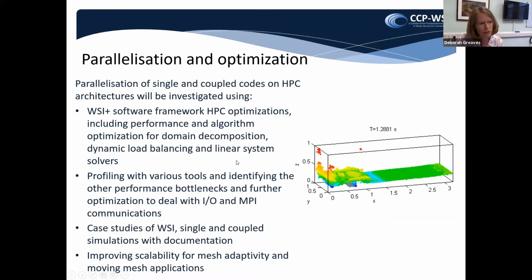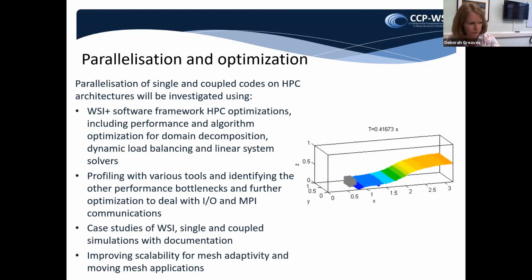Then Xiaohu Zhu is working on the parallelization and optimization of these codes, and working on high performance computers like ARCHER, for example, and developing that work using some of the same coupled codes, and looking at the best way to develop dynamic load balancing in order to make them run more efficiently.